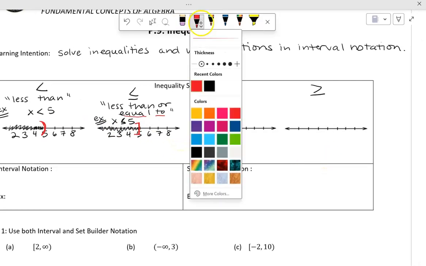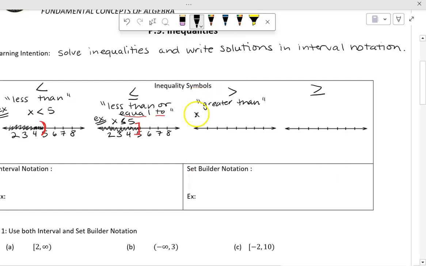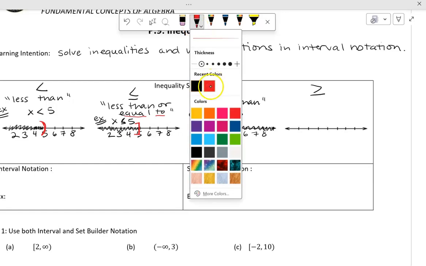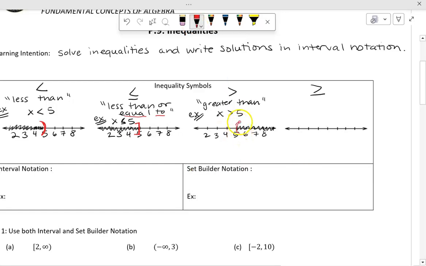The next symbol is a greater than symbol. An example would be x is greater than 5. So again, 5 in the middle, but this time we're going to shade numbers that are greater than 5, so we'll shade the other side. And the symbol that I'll use here is going to be a parenthesis again, but this time we're facing the other way.